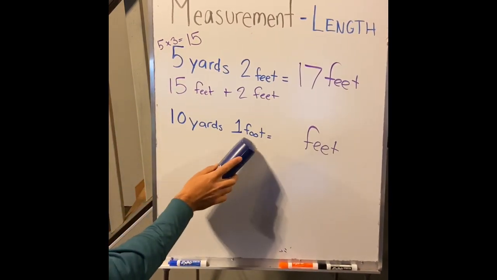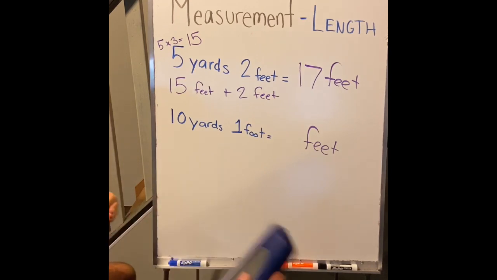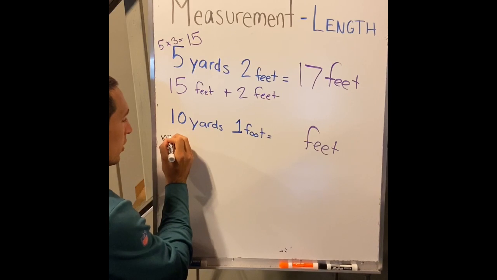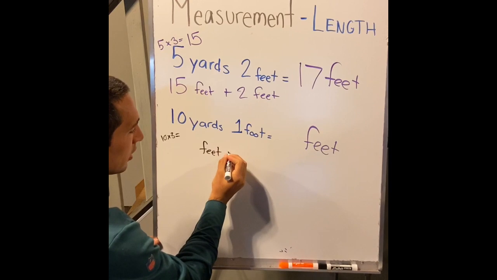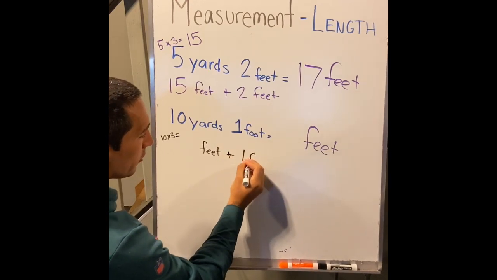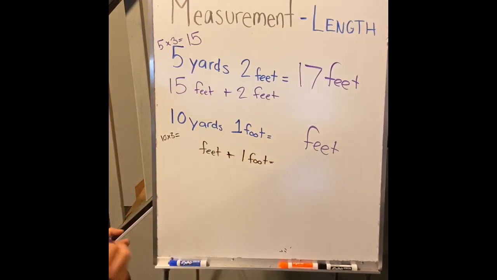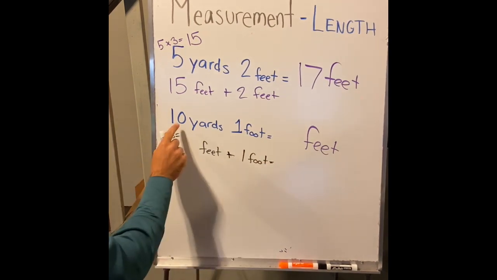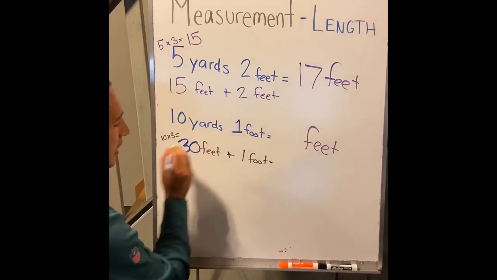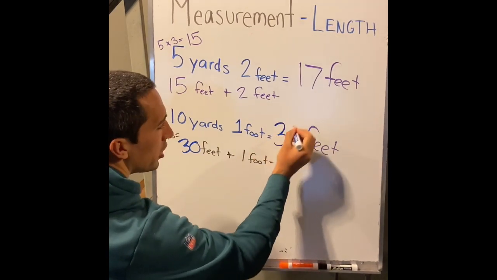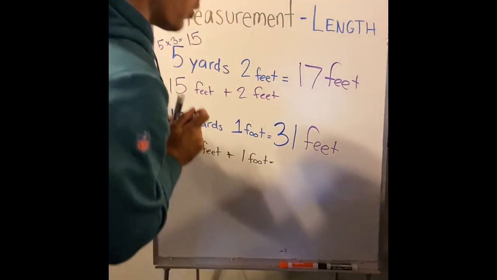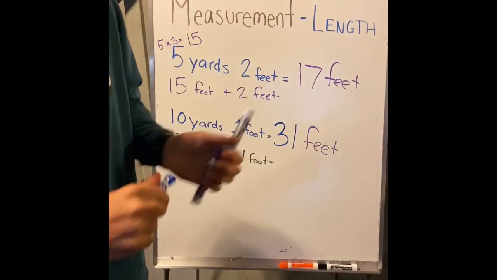For our next one, I would like you to try this one on your own. There are 10 yards and 1 foot. How many total feet will that be? Don't forget, you can take your 10 times it by 3 to get how many feet are in 10 yards, and then you're going to add your 1 other foot to get your answer. So, there are 30 feet in 10 yards. When we add the 1 extra foot, that would give us 31 feet. So there are 31 feet in 10 yards and 1 foot.